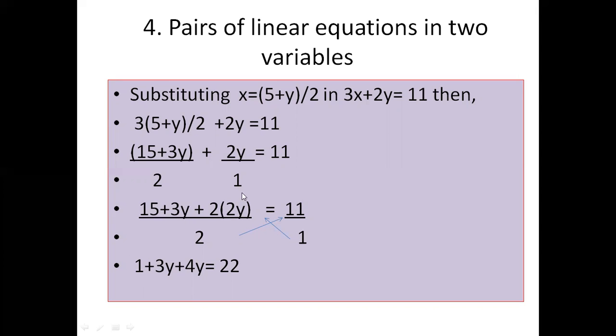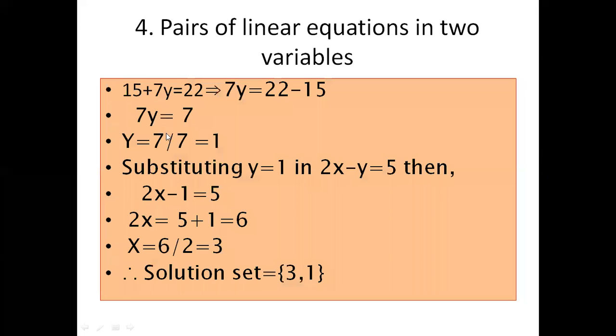Now cross multiply. The whole thing multiplied by 1 is the same, that is 15 plus 3y plus 4y is equal to 11 into 2, 22. Now 15 plus 7y, since 3y plus 4y is 7y. 15 plus 7y is equal to 22. Then 7y is equal to 22 minus 15, transposing 15 to the other side. Then that is equal to 7. So 7y is equal to 7, then y is equal to 7 by 7, which is equal to 1.